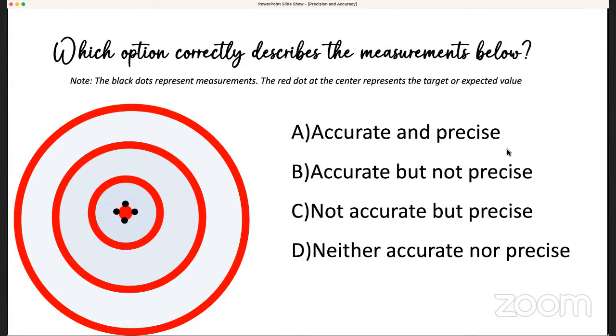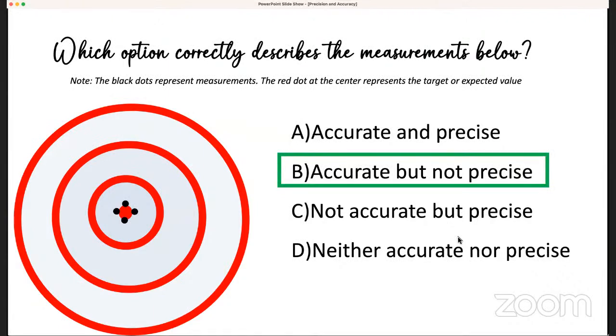Okay, so everyone says B, and B is the correct answer. The 4 dots are indeed close to the target. That means the 4 measurements are accurate. However, the 4 measurements are not reproducible. Each time the measurement was repeated, it fell at a different spot. So that means the measurement is accurate but not precise.